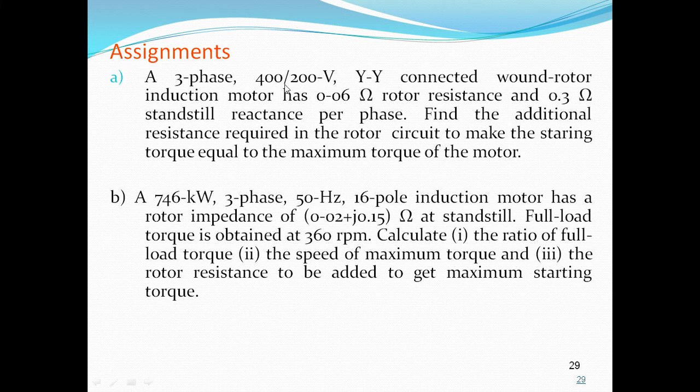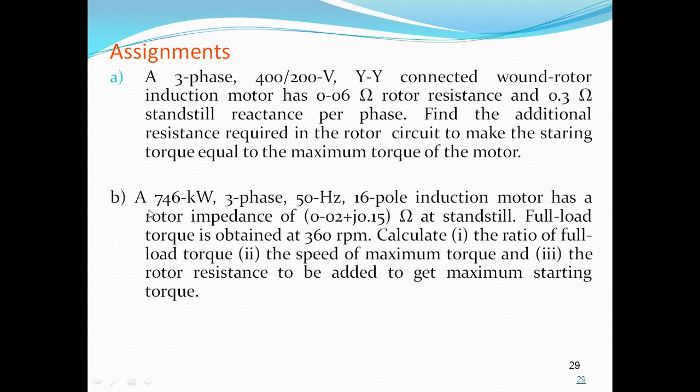A 3-phase 400 by 200 volts star connected wound induction motor has 0.06 ohms rotor resistance and 0.3 ohms standstill reactance per phase. Find the additional resistance required in the rotor circuit to make the starting torque equal to maximum torque of the motor.